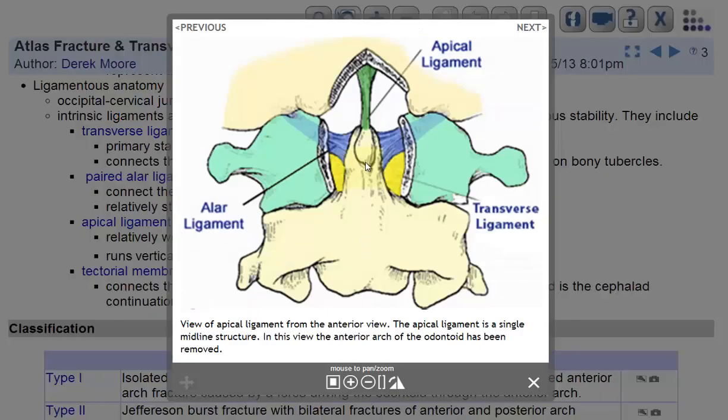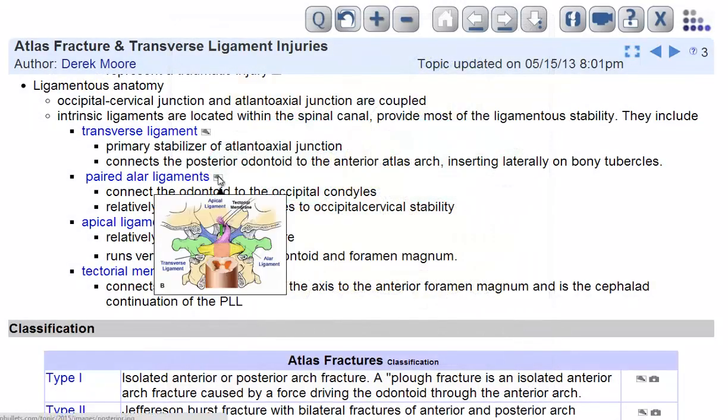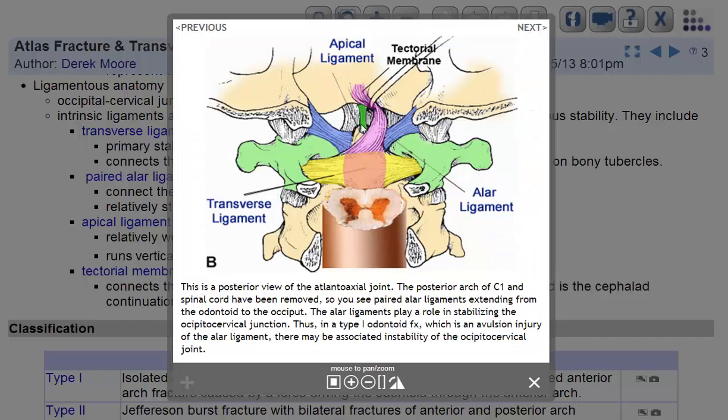There's one other ligament that sits alongside the paired alar ligaments. This is the apical ligament, and here you can see that in green. It's a small single midline structure. It goes from the tip of the dens, remember apical, apex, straight up to the occiput.